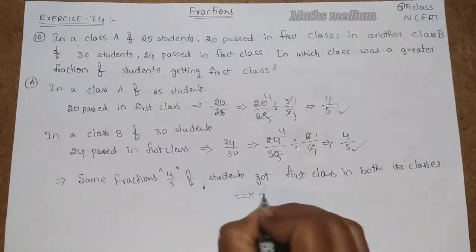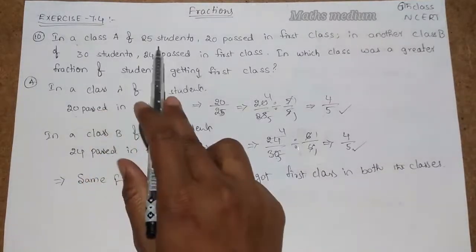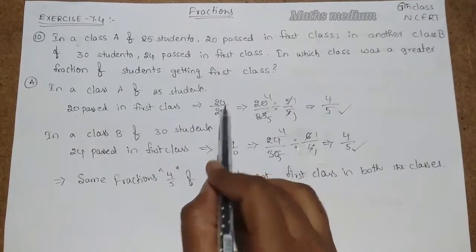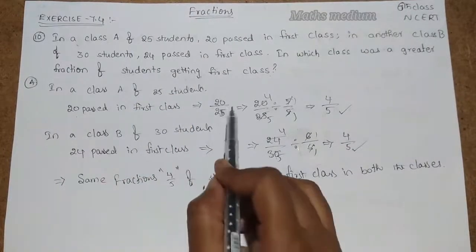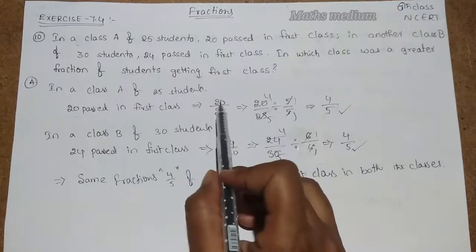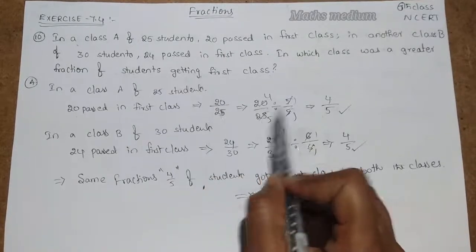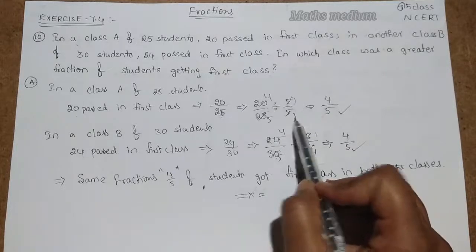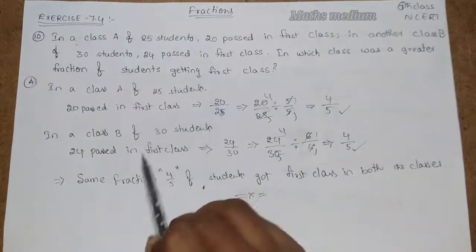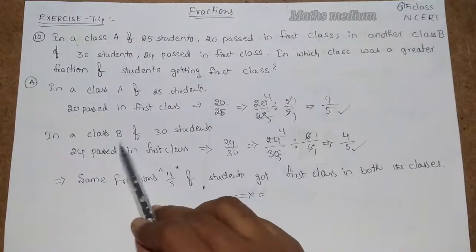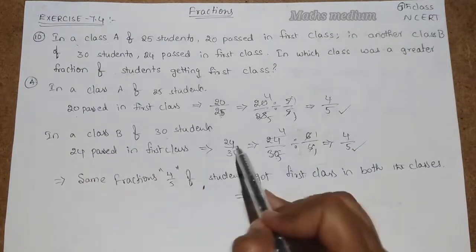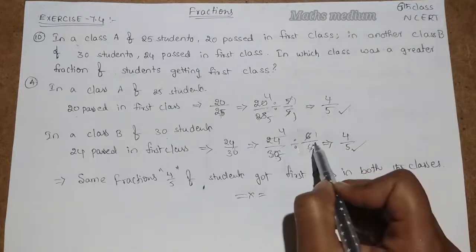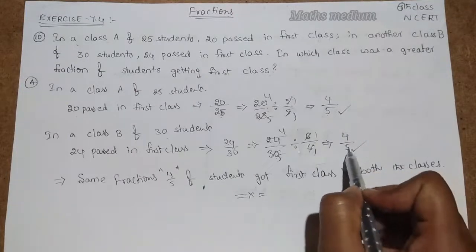So see here, first take the step for class A, that is 20 students are in first class and 25 is the total. So 20 by 25. Divide both numerator and denominator by 5, then that is the simplest form of the fraction. So here we get 4 by 5. Similarly, apply that step to class B. 24 out of 30 students are in first class. So divide both numerator and denominator by 6, then we will get 4 by 5.